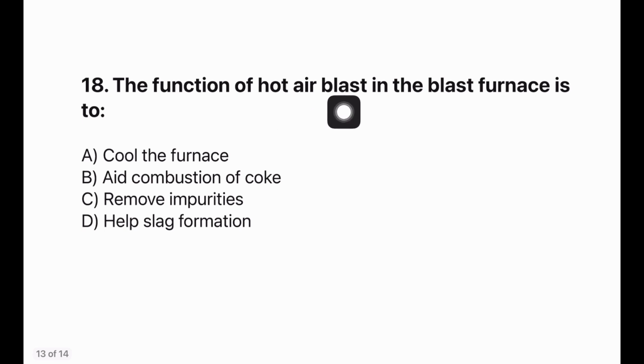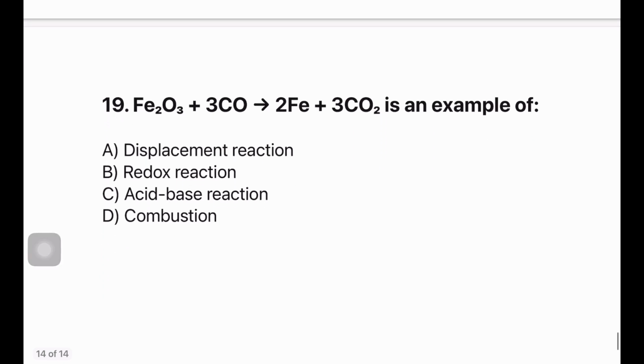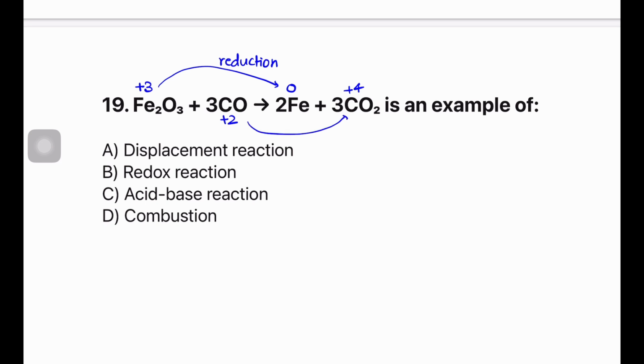The function of hot blast in the blast furnace is what? So hot blast will aid combustion of the coke, so coke will undergo combustion rapidly and produce carbon monoxide. Okay, so hot air will help burn coke to generate the heat also and produce CO gas. This reaction is what? You can see here it is Fe2O3 plus CO giving Fe plus CO2, in which iron is in the +3 oxidation state going to 0. So this is reduction, and carbon is in +2 going to +4. So this is oxidation. So a reaction in which both oxidation and reduction are taking place will be a redox reaction.